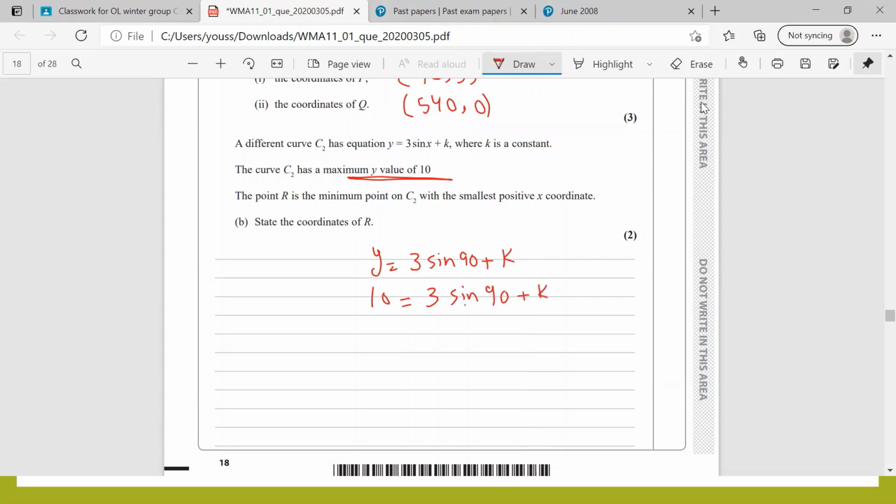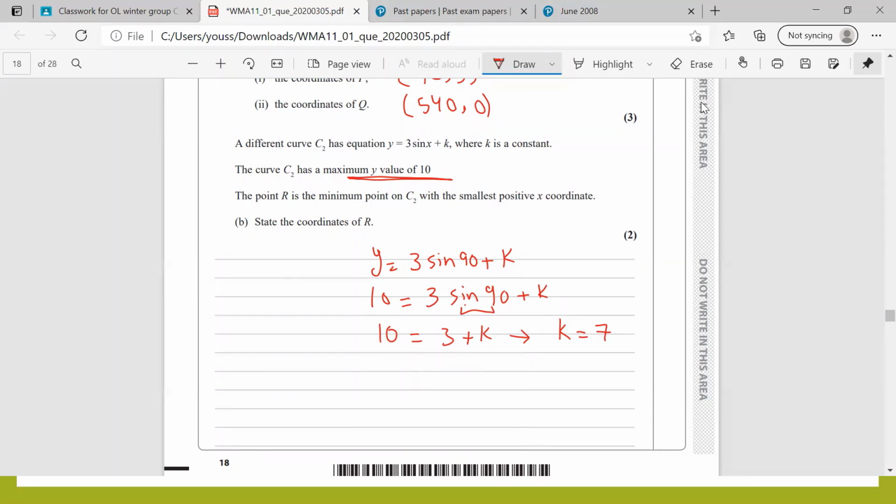As we know, sine 90 is 1, so 3 by 1 is 3, and the k will be 7. So the function has been shifted vertically upwards by 7, translated by 7 units up. So the k is 7.